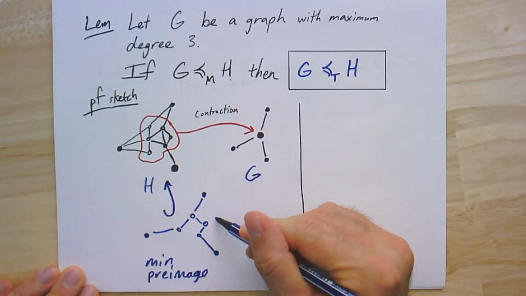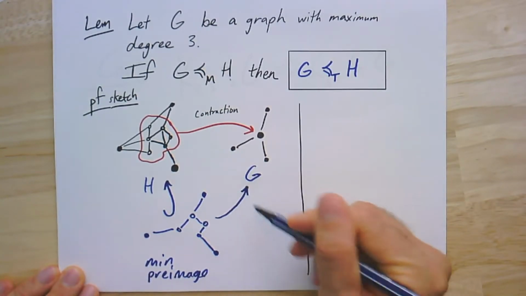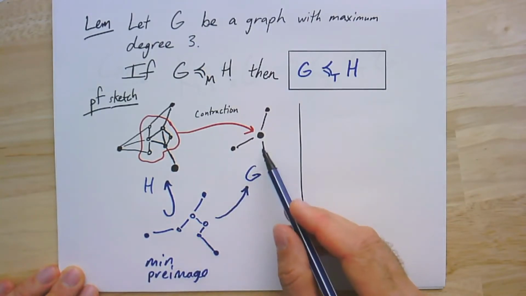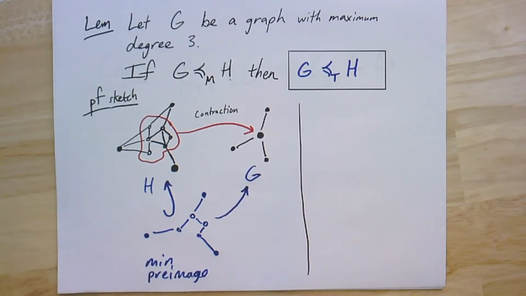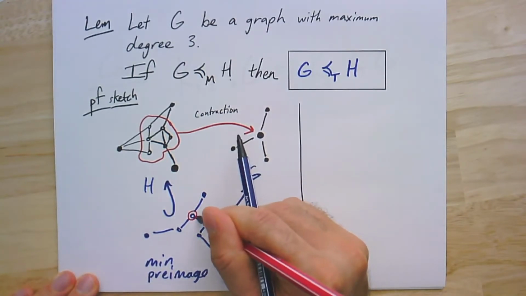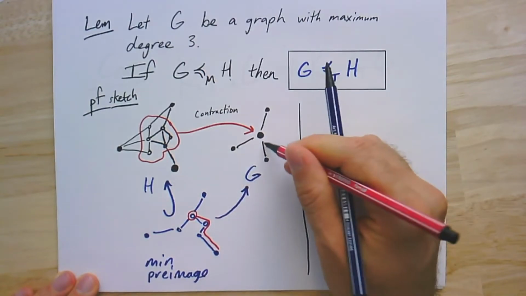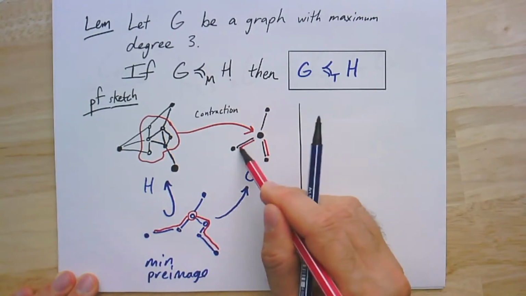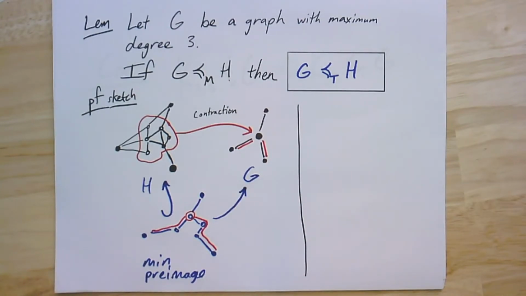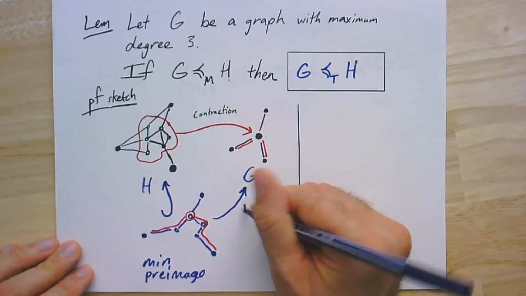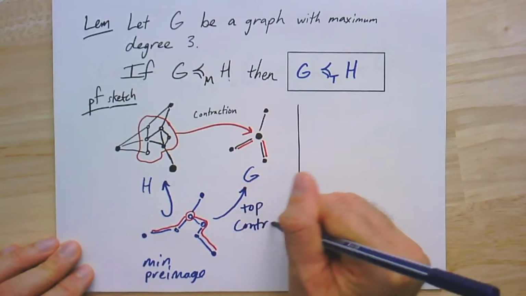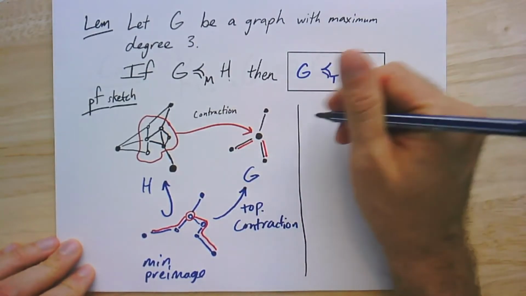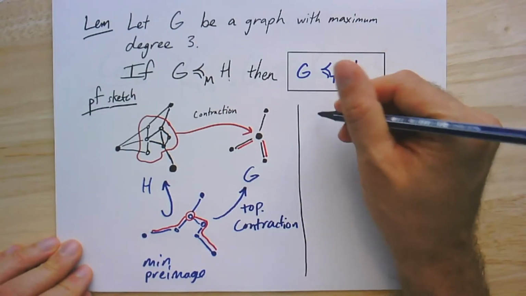And now you can at least see in this particular case that the contraction from this graph to G is a topological contraction, because now all I have to do is contract this path to a single edge like this, and I contract this path here to the single edge here. So on the minimal preimage, the contraction is topological. So that will be the general form of how you would go about proving this.